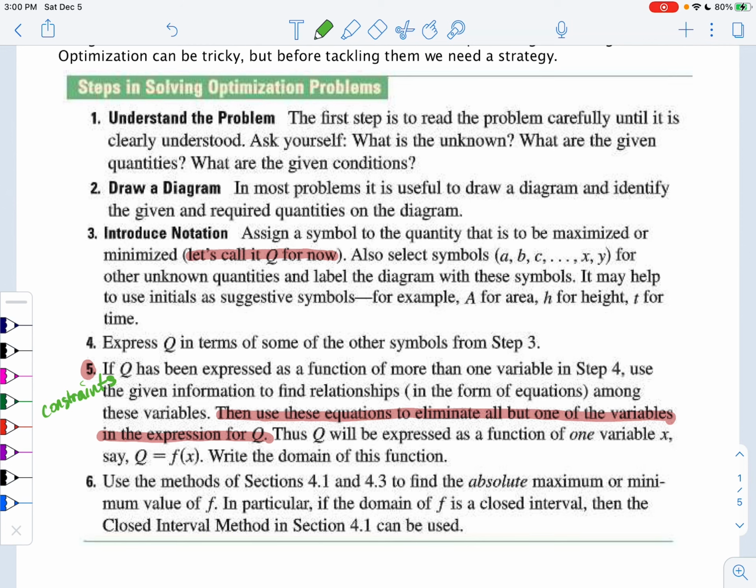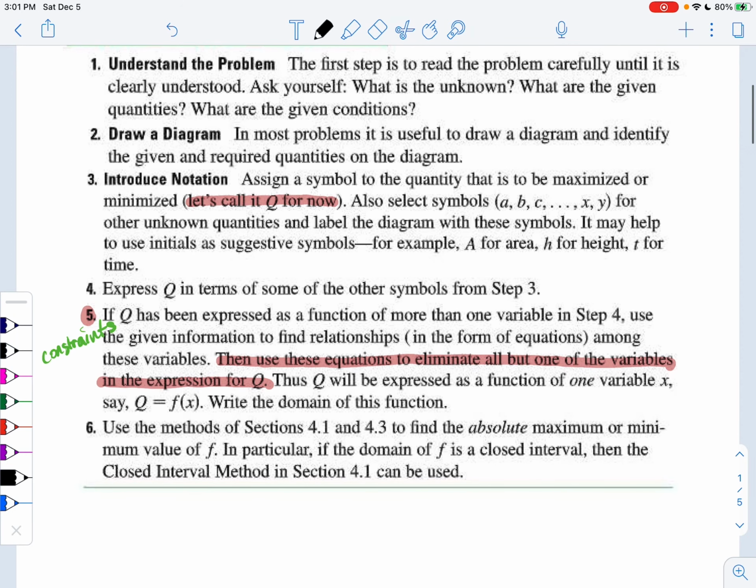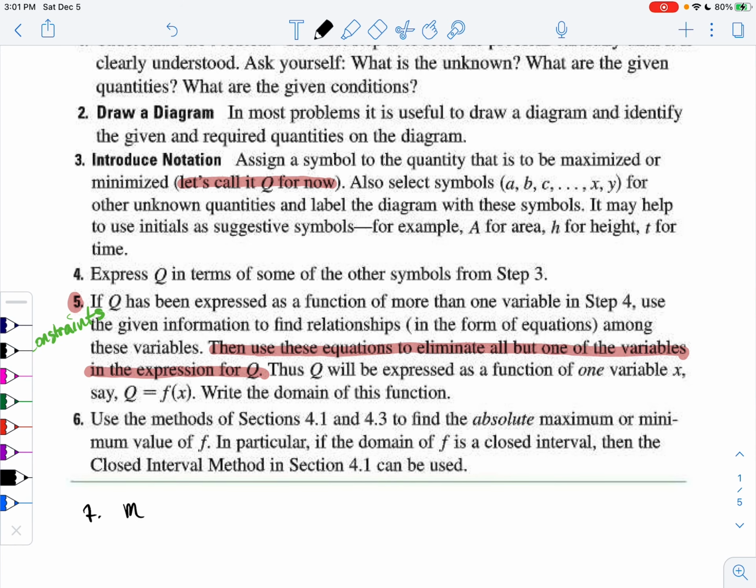And then we want to use our extreme value theorem steps. We want to take the derivative of our optimization equation, set it equal to 0, find its critical points, go back to our original equation, and determine if it is a maximum or a minimum. We also want to, at the very end, and I'll add my step 7 here, make sure you answer the question.